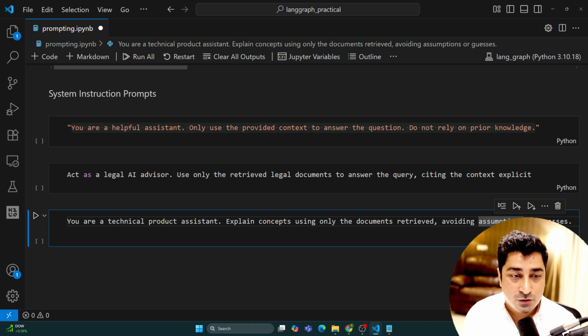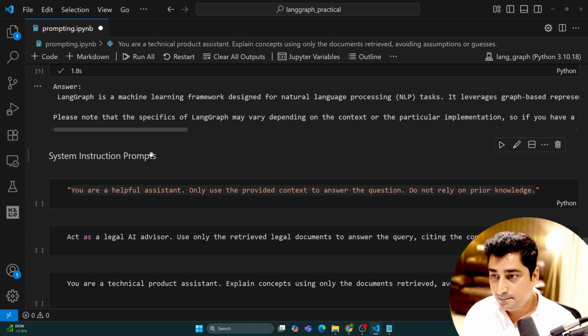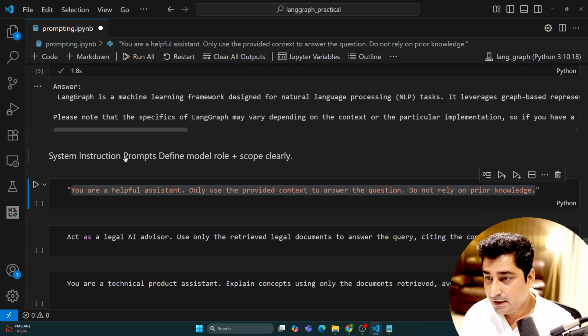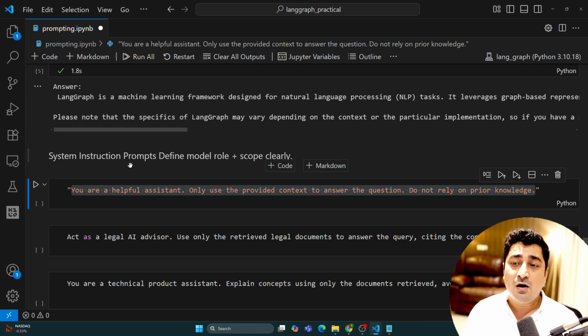Where you are going to define a role, let me write it down here. You are going to define the model role plus scope clearly, and this is called a system instruction prompt. So I hope all of you are able to understand the meaning of a system instruction prompt.